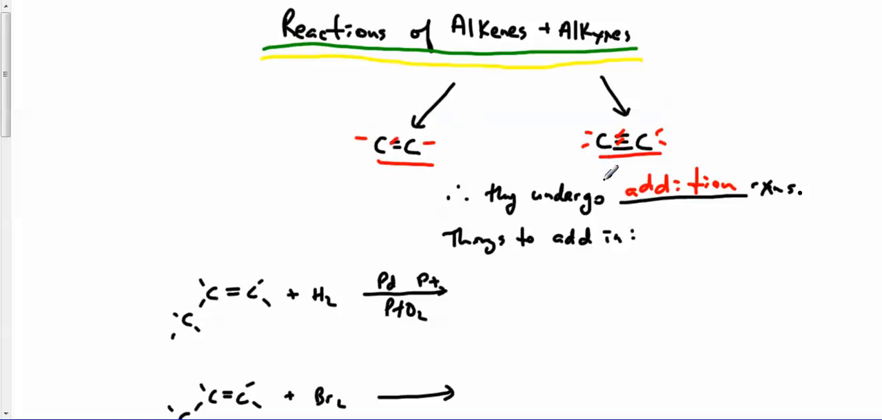Things that I can add in: an OH, an H, F, Cl, Br, I. Br2 could be like how these form Cl2, F2, I2. Water could be used to get these in, lots of different things. So let's take a look at some examples now.